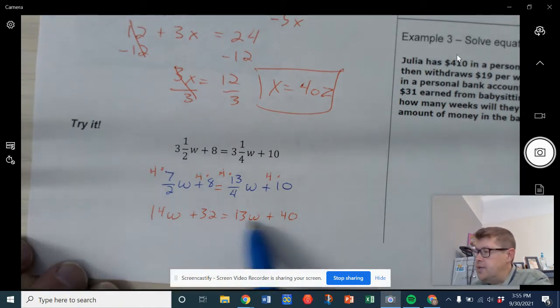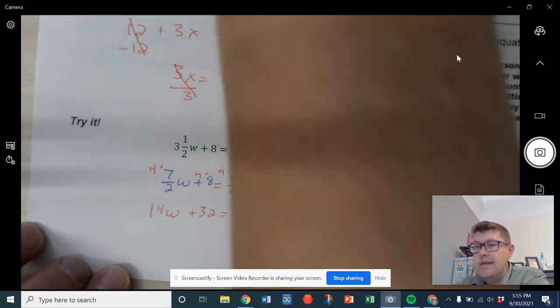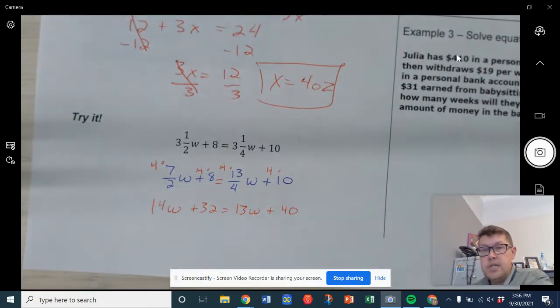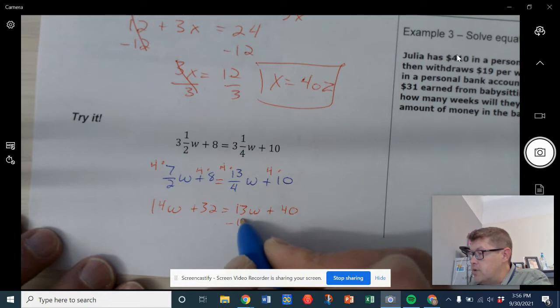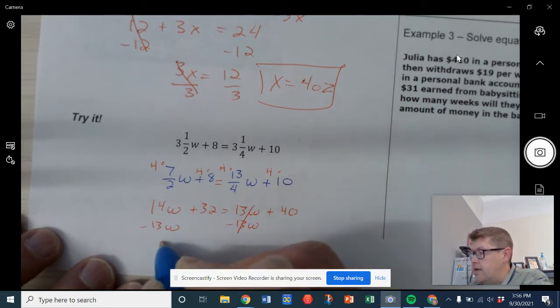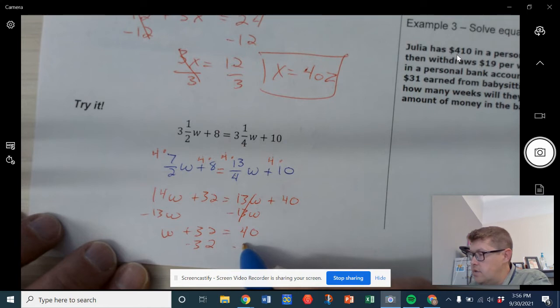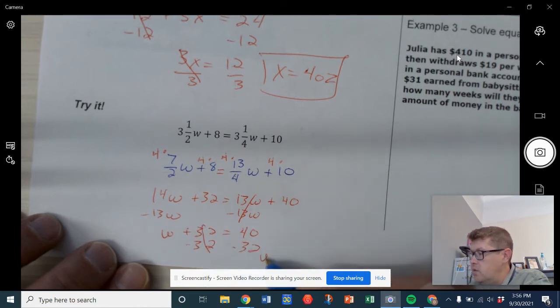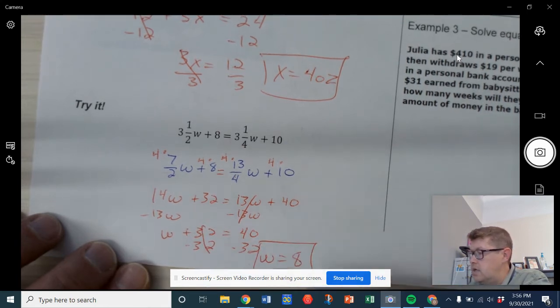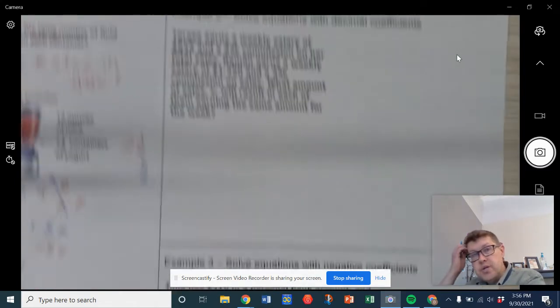Doesn't that look much easier to deal with than that fraction right there? It's the exact same thing because we multiplied by the same number to each thing, so we're all good. So we subtract that 13W, cancel that out. We're left with W plus 32 equals 40. And then this gets very easy right here. We subtract 32, and we get 2W equals 8. Ta-da!